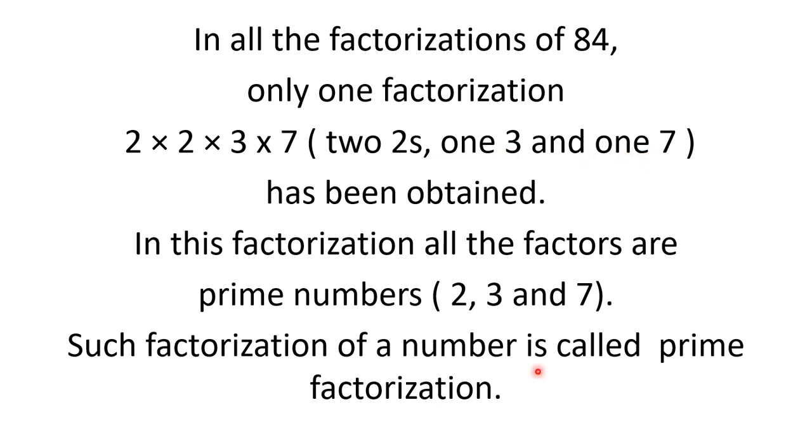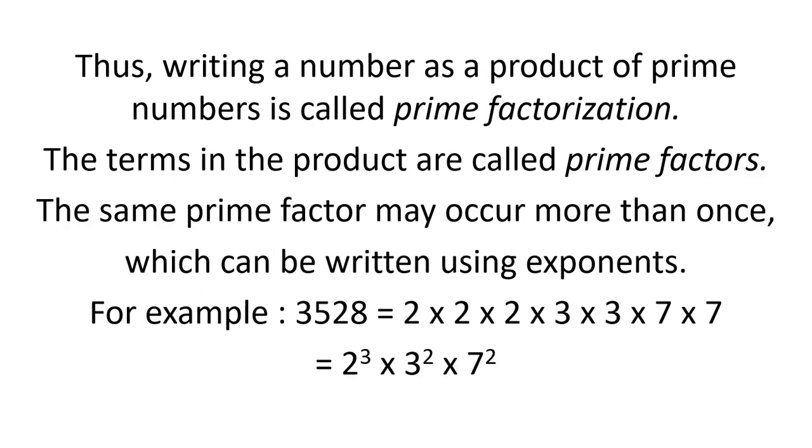In this factorization, all the factors are prime numbers, 2, 3 and 7. We have already done the video on prime numbers, so we know that these 2, 3 and 7 are prime numbers. Such factorization of a number is called prime factorization. Thus, writing a number as a product of prime numbers is called prime factorization. The terms in the product are called prime factors. The same prime factor may occur more than once. Like in 84, 2 occurred twice.